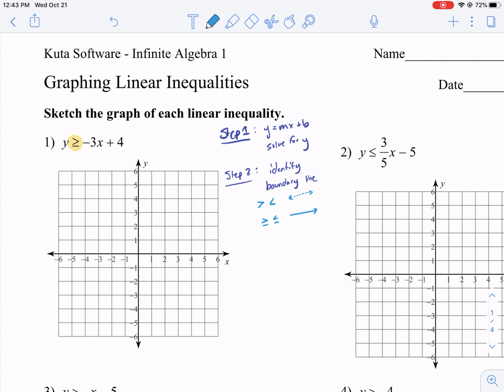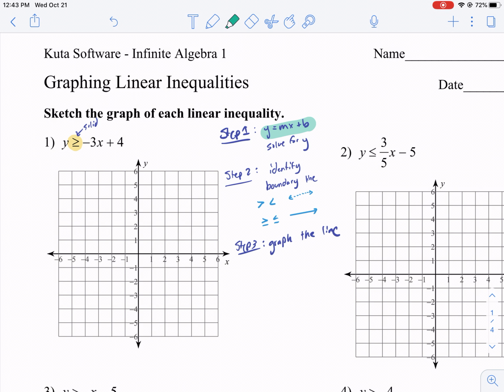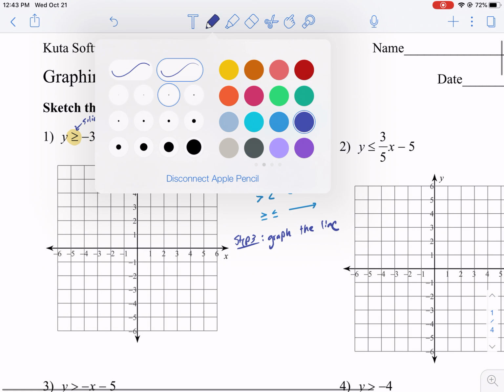Step 3, and we're ready to move on to step 3 because we already recognize that this is going to be a solid line. So for step 3, we are going to graph the line. Since we're using a solid line, that's pretty good. Now, if you need a refresher on graphing slope-intercept form, that's the whole point of getting it in this form in the first place, because it's fairly easy to graph. I would recommend some of my other videos, but I'm going to go through it briefly here.